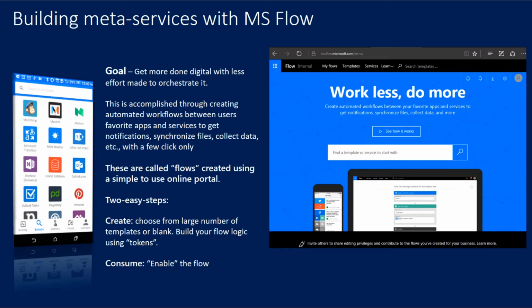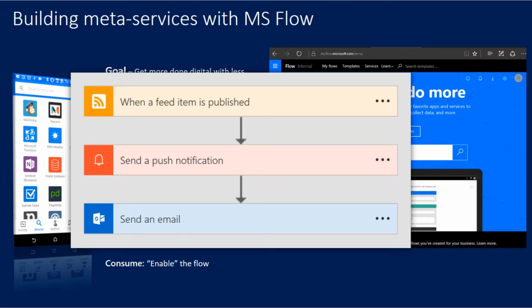Typically, a flow starts based upon the chosen trigger or set schedule and performs one or more actions based upon the conditional logic that is built into them by the user. Once the flow is completed, saved, and enabled, it just runs. Here is an example of the concept.